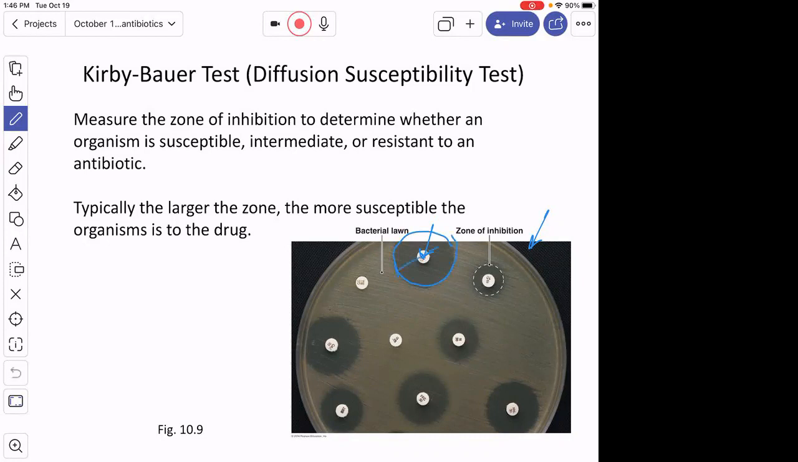And we usually measure from one side across to the other, and then we see how meaningful that measurement is. Basically, is that considered big enough to be considered susceptible to the antibiotic, or is it resistant? So if you've got growth, say like this one, right up to the disc, then that disc isn't having any effect on that organism, and so we would probably call it resistant. Okay. Typically, the larger the zone, the more susceptible the organism is to the drug, but there's some variability there, based on diffusion, how well the antibiotic diffuses through the medium.